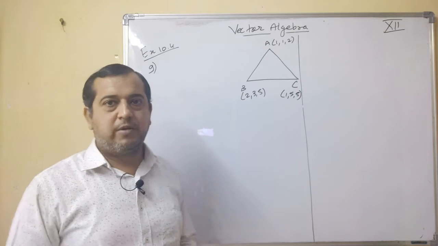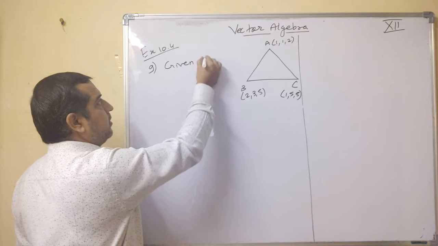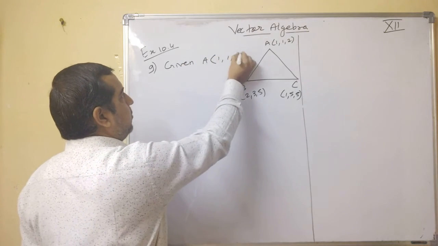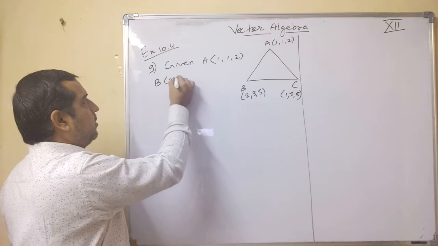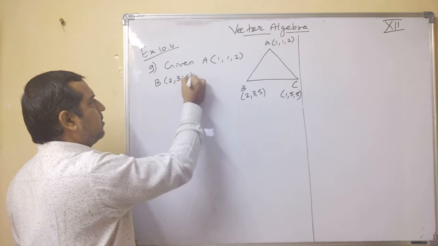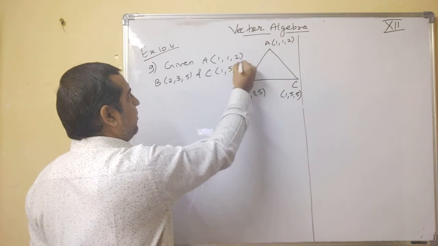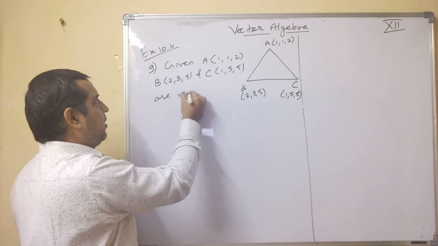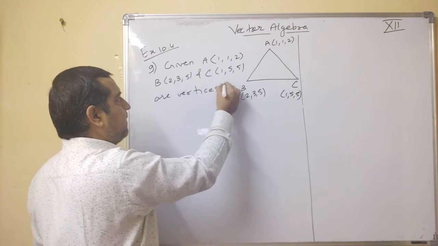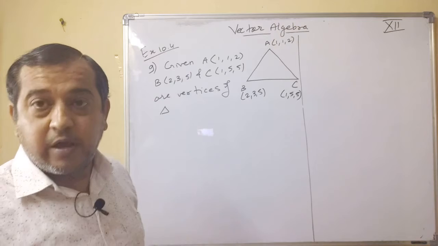Proceeding further, we come to question number 9. In question 9, it is given to you that A(1,1,2), B(2,3,5) and C(1,5,5) are vertices of a triangle. What do you have to find? You have to find the area of the triangle.